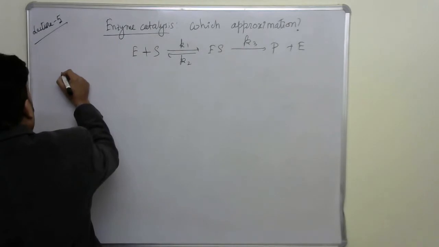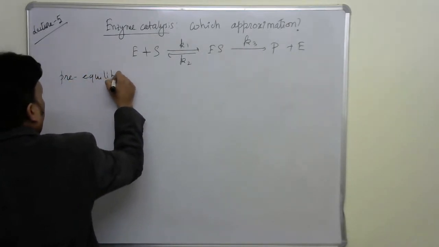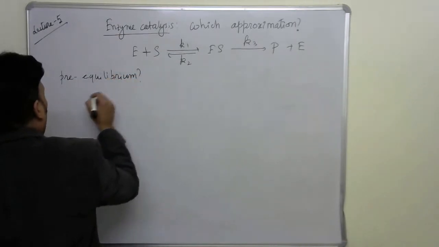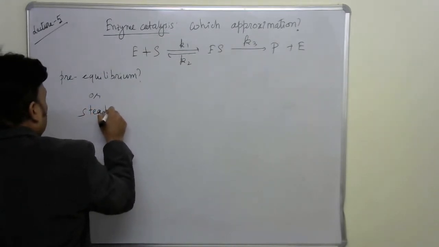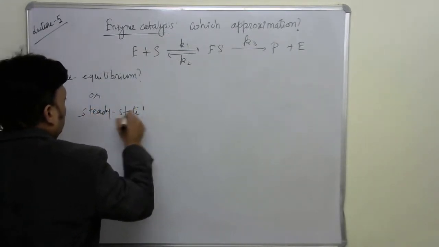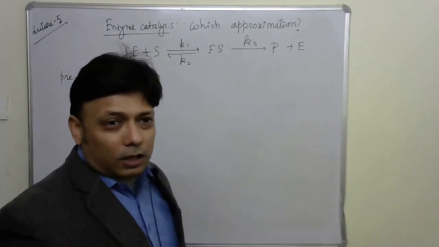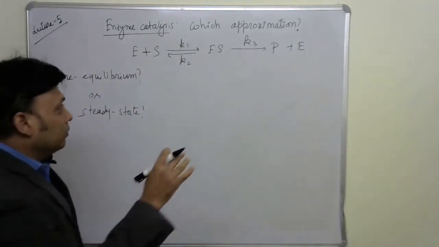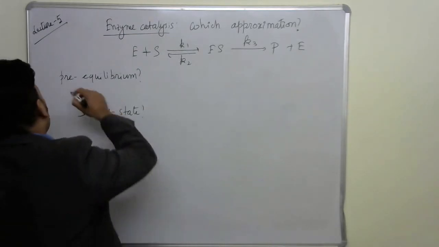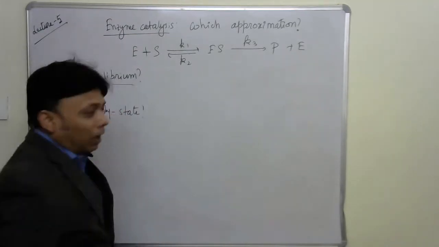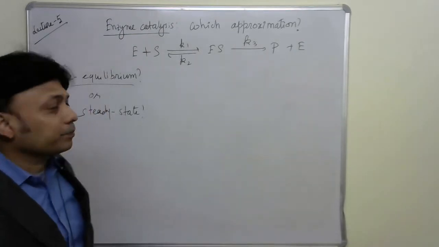Is it the approximation of pre-equilibrium, or should we follow the steady state approximation? We have to answer that question first, otherwise we won't be able to solve the rate equation for enzyme catalysis. So first let's consider the pre-equilibrium. Can we apply the pre-equilibrium approximation to this mechanism?